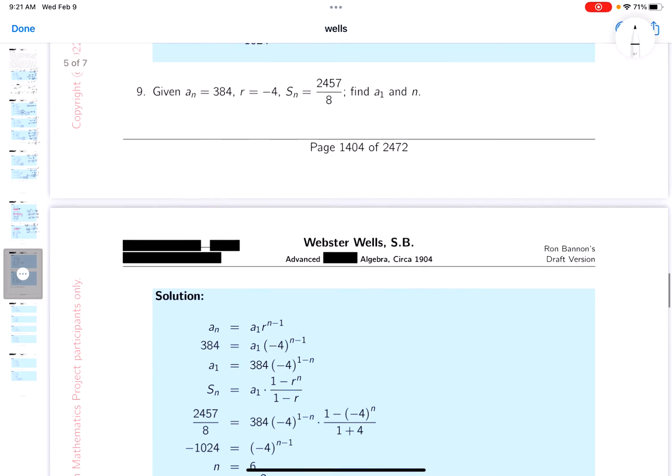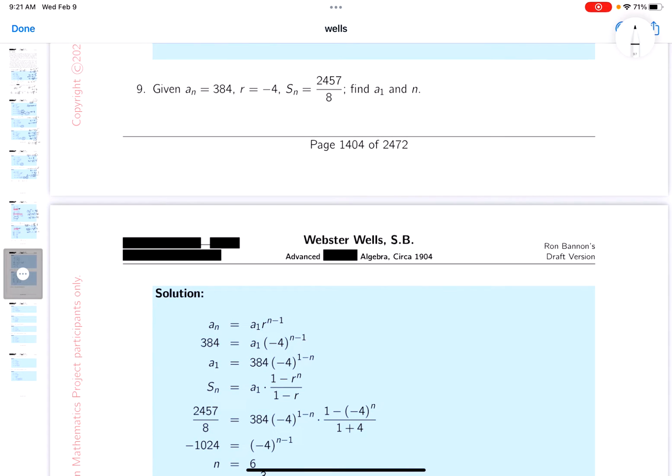Again, it seems to be the same type of problem where they give me AN and they give me R and they give me SN and they ask what A1 and N is. And basically I just simply write the formulas down and try to manipulate them to figure out what it is. And it could be tough. I'm not saying they're not.